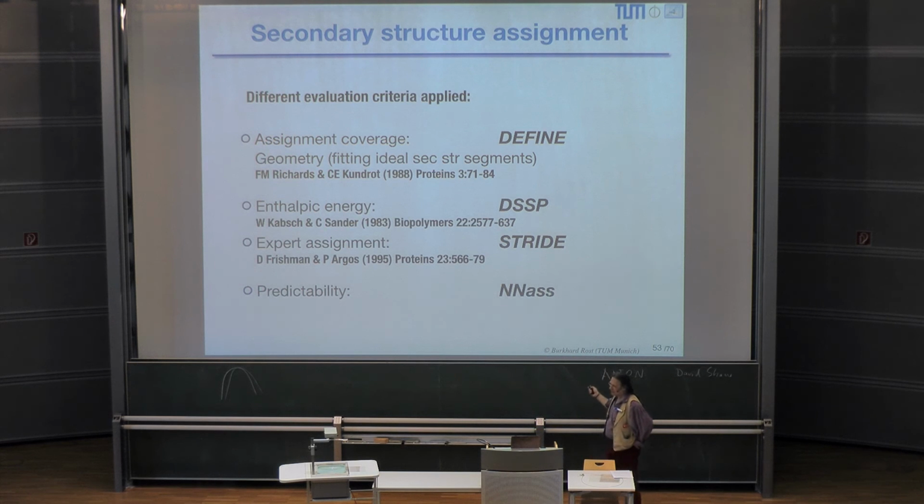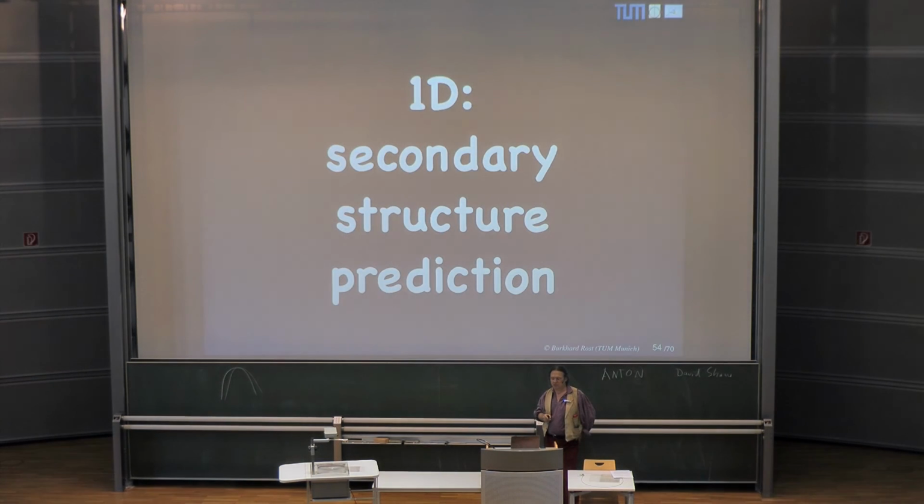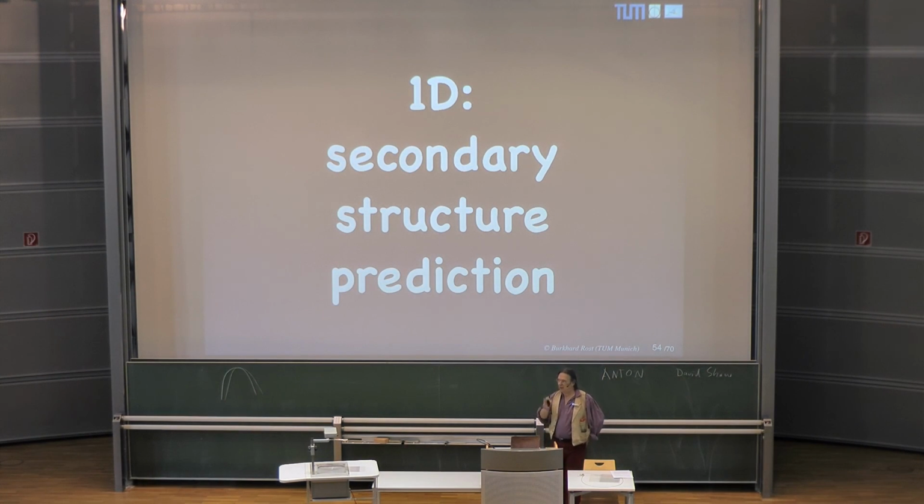Now, there are other methods out there. STRIDE uses essentially expert assignment, fitting to expert assignment. Predictability tries to find secondary structure that is in fact predictable by sequence. That's a very strong idea. Now, once I have these assignments, I can in fact predict secondary structure. And that's what we're going to talk about on Thursday.